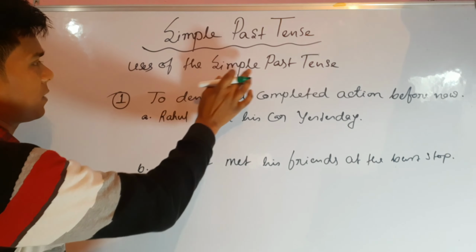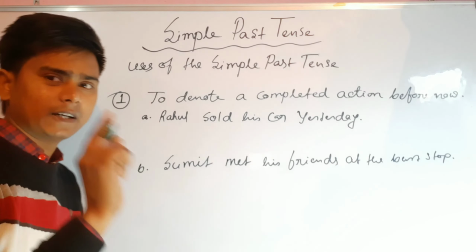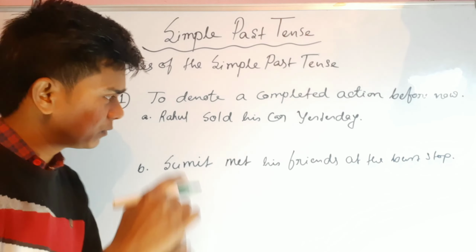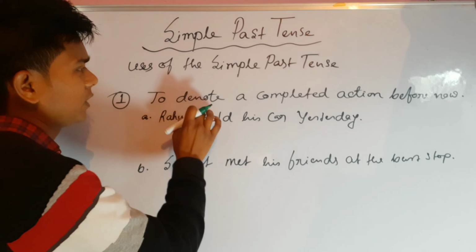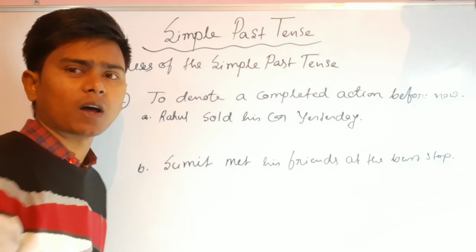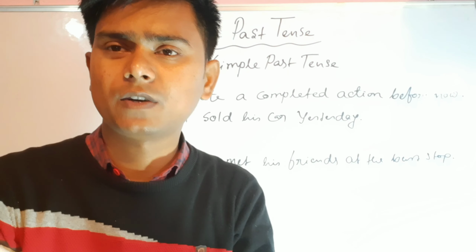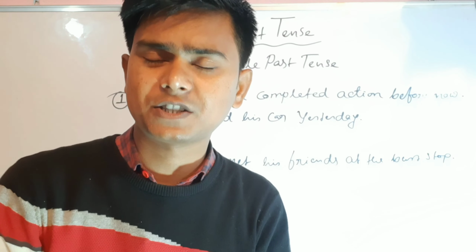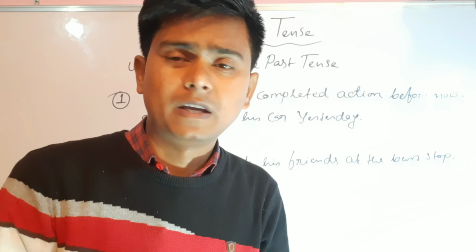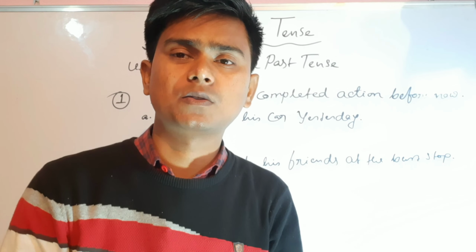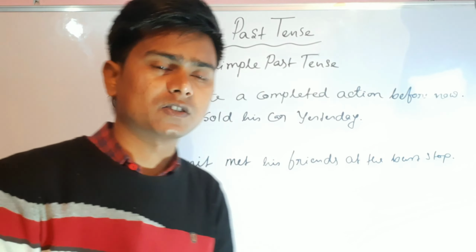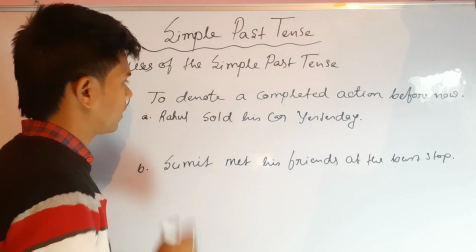See, uses of simple past tense. Number 1, as I said, one use with 2 examples, right? What is it? Look at this. To denote a completed action before now. If you want to denote a completed action before now, you just need to use simple past tense, right? Look at this. Keep watching, please.